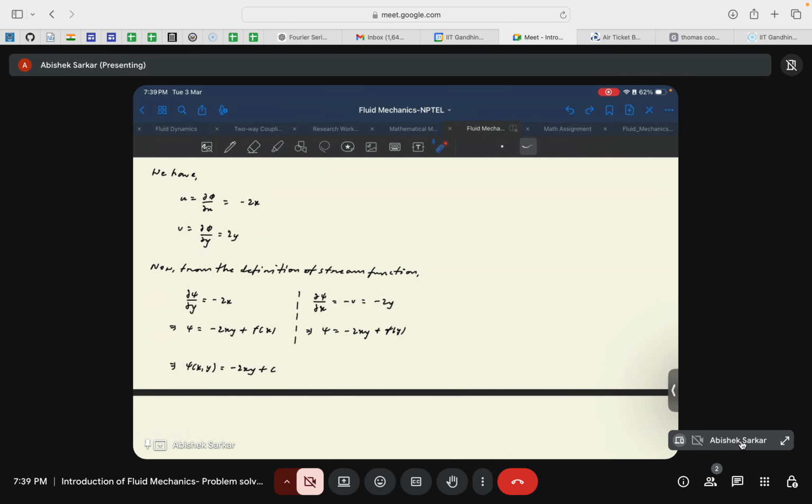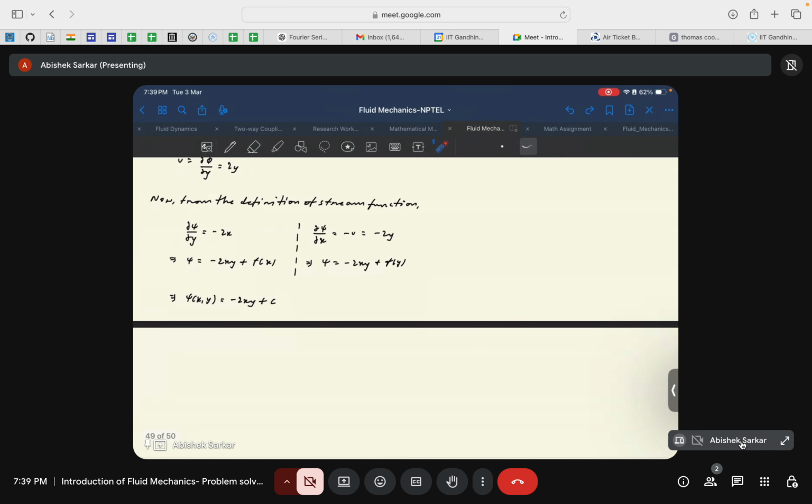So you have dou psi by dou y equal to minus 2x, and dou psi by dou x is equal to minus v, which is equal to minus 2y. So psi would be equal to minus 2xy plus some function of x, and if you integrate the other one, you will get psi equal to minus 2xy plus some function of y.